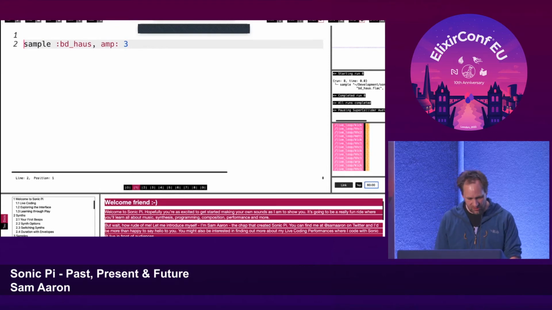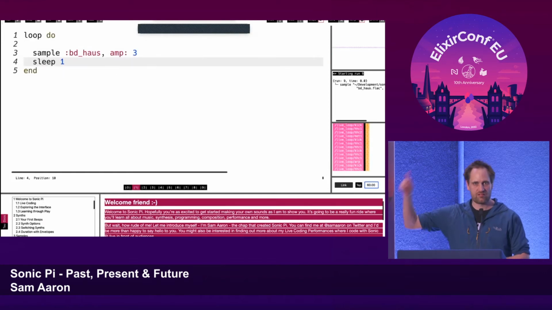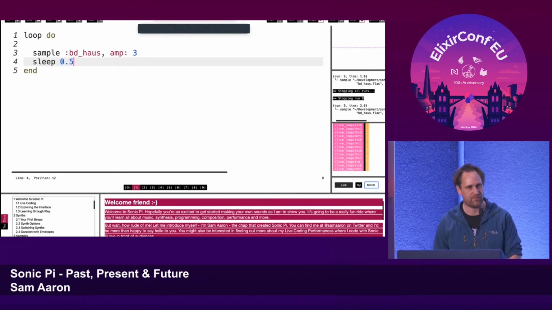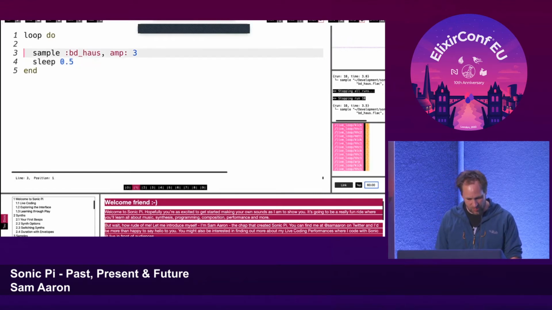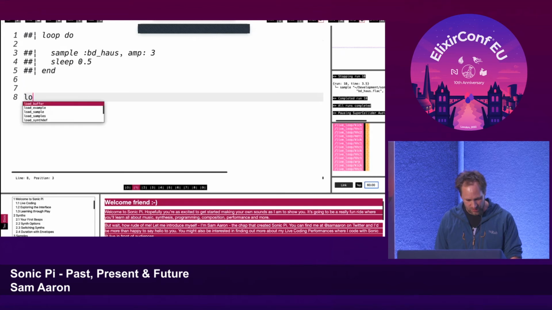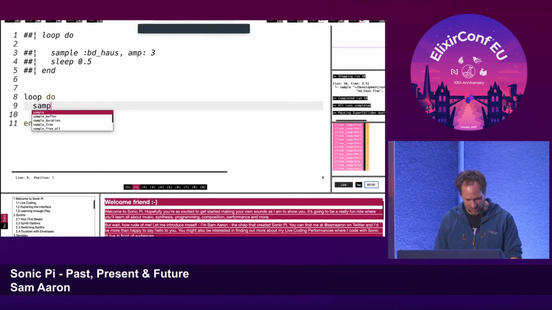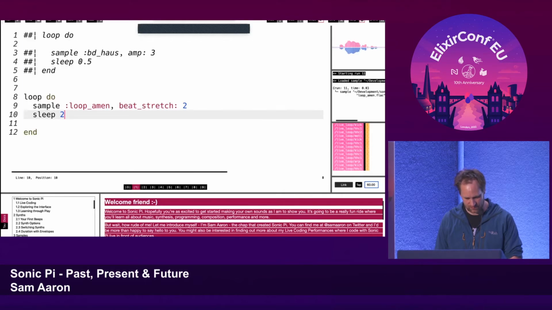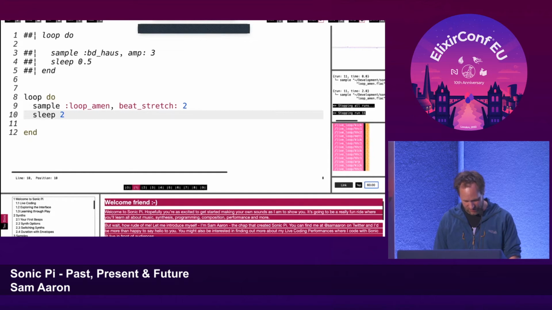So the kids would write a loop, and sleep for 1 second, and that's not fast enough. Let's make it a bit faster. Sleep for half a second. There we're going, right? Let's comment this out. And they would write another loop, with a little longer sample. Let's do the loop amen break, and beat stretch that to 2 beats and sleep for 2 seconds. There we are. Let's make that a bit louder.